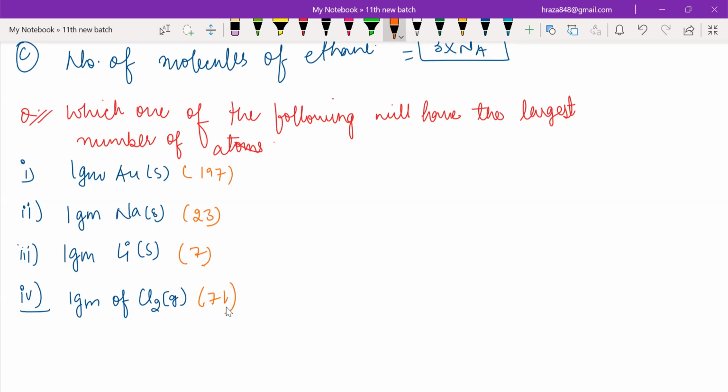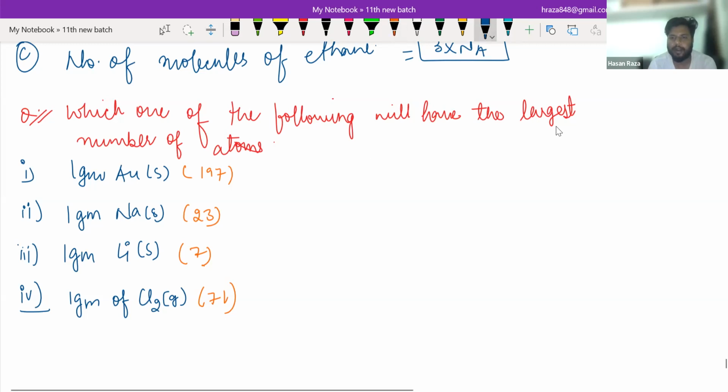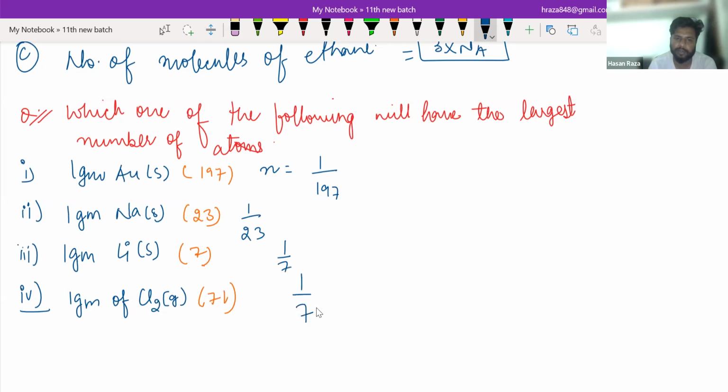So silver will have the largest atoms. Where is silver? Au is gold, not silver. Sorry, Ag is silver. No, it won't be largest, because for finding the number of atoms, you should first know the number of moles. The number of moles is given mass upon molar mass. In the same way, this will be 1 upon 23, this will be 1 upon 7, and this will be 1 upon 71.